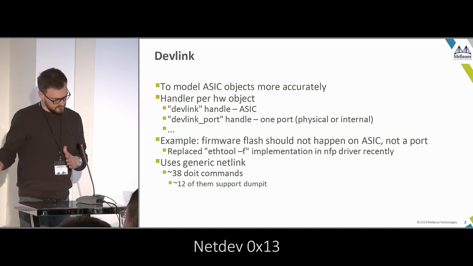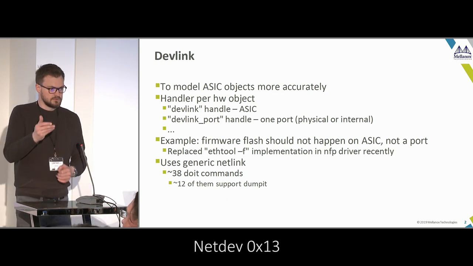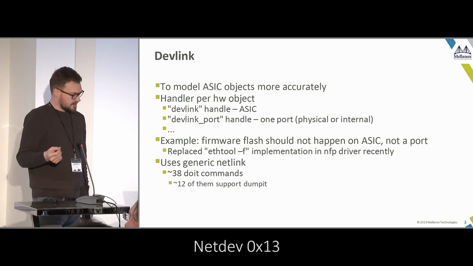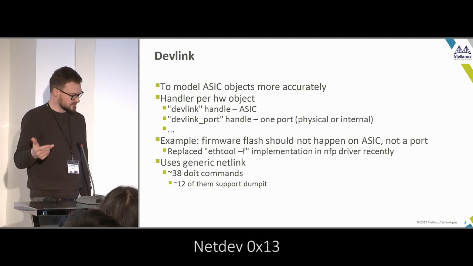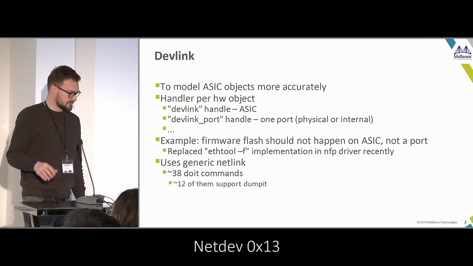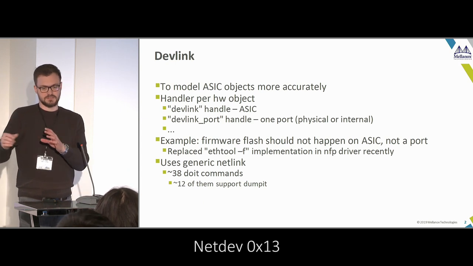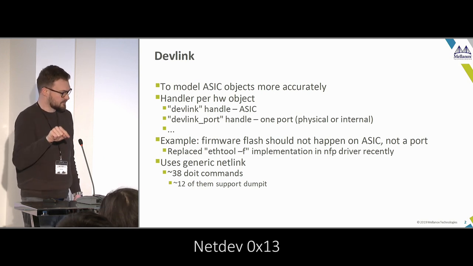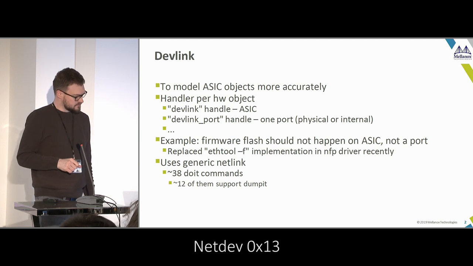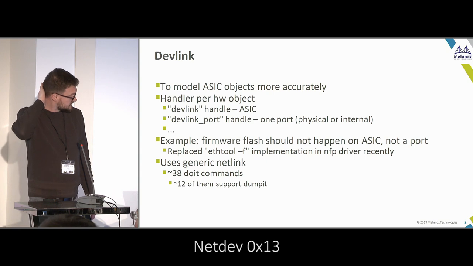So for that purpose, and for a lot of other similar purposes, Devlink was introduced to model the entity of the whole ASIC. And then you have other entities there, like objects, one of which is the Devlink port, which handles a physical or internal port of the ASIC. By internal, I mean if you have SR-IOV eSwitch, for each virtual function you have one port of the embedded switch. And Devlink uses generic Netlink. Now we have about 38 commands. You can see it in the code.